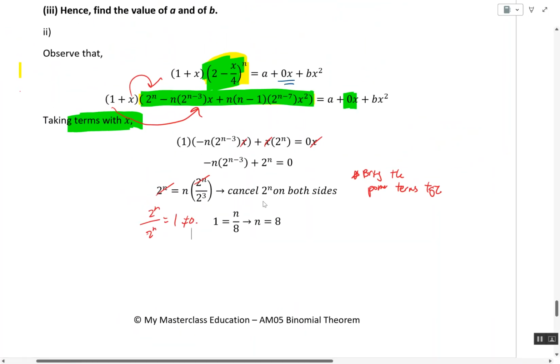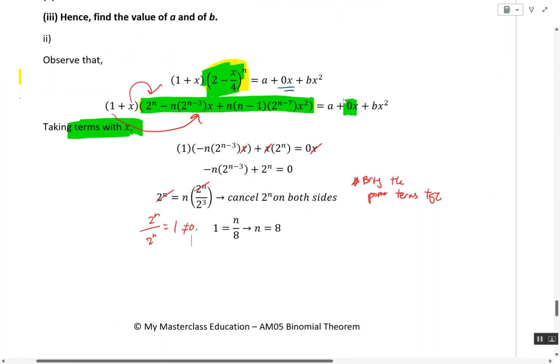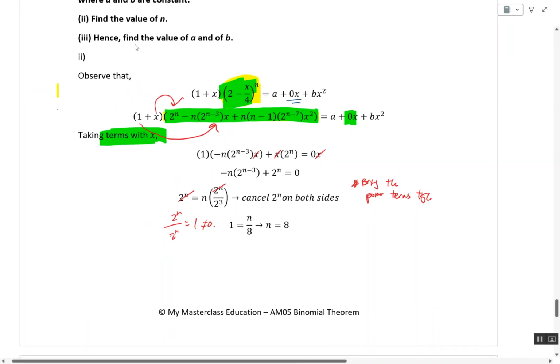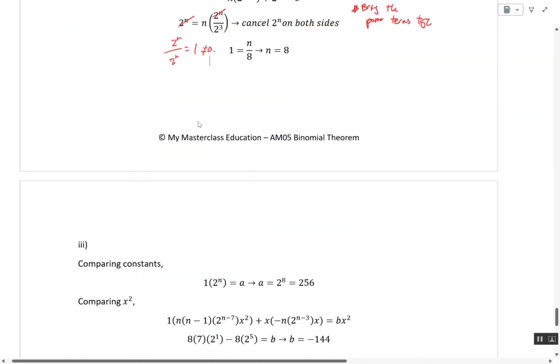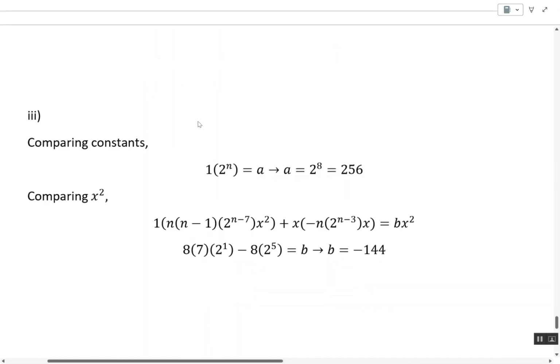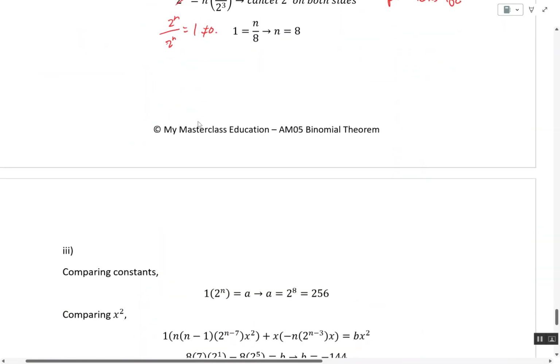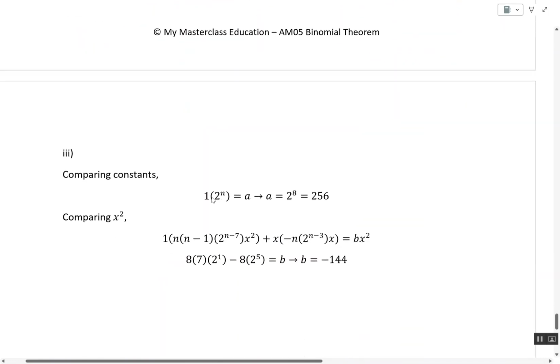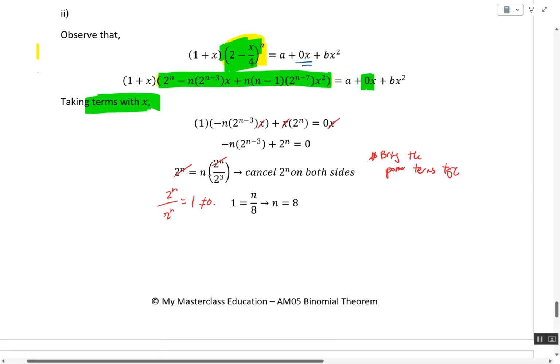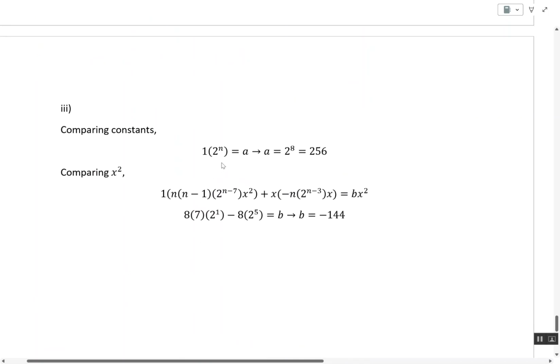So basically for this one I just need to identify that there is a 0x there, which I can compare to solve for my n. Then you have the very last part where you say hence find the value of a and b. Again, just compare your terms. When I compare my constant, the only way I can get a constant is when I take 1 multiplied by the other constant, which is 1 to the power of 2 times 2n. So basically 2 to the power of n equals 8.